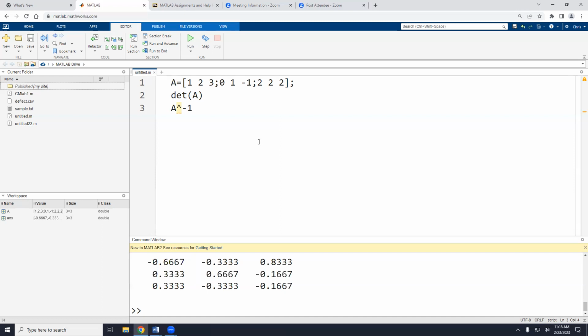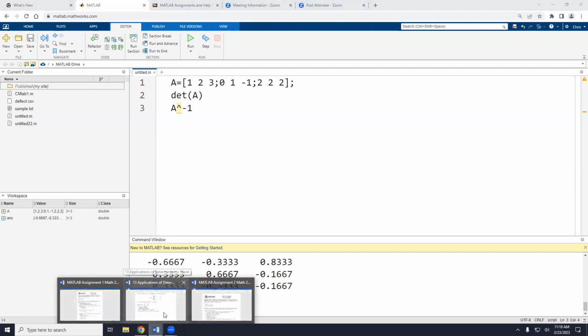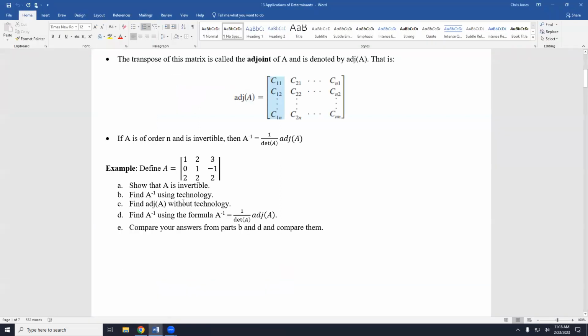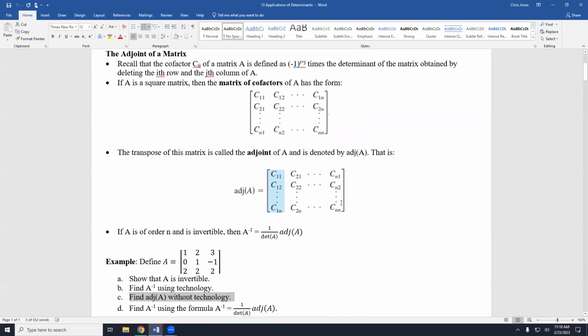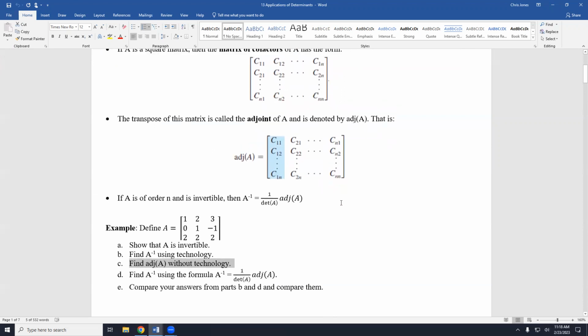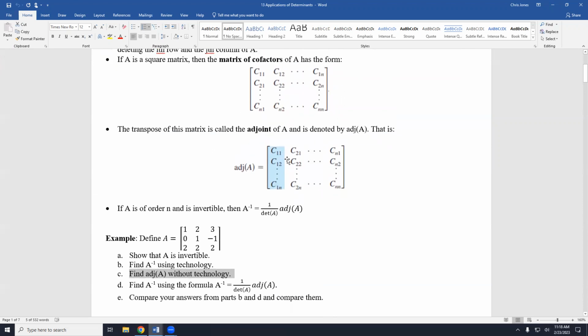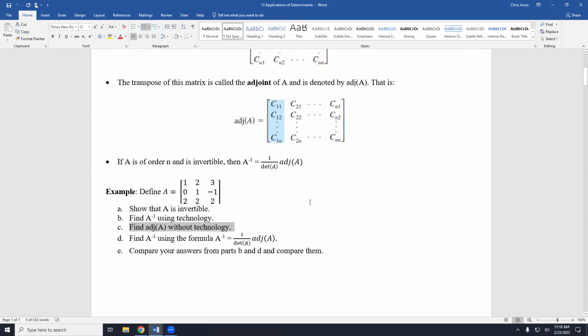No big deal. Now, next thing we're going to do is find the adjoint of the matrix. This is something new we haven't done without technology. That means we have to find the cofactors, all the cofactors. So we're going to have to go through and figure out the determinants for each of these. It's a little bit sneaky how this is set up. So I'm going to use this board because we're going to need a lot of work.